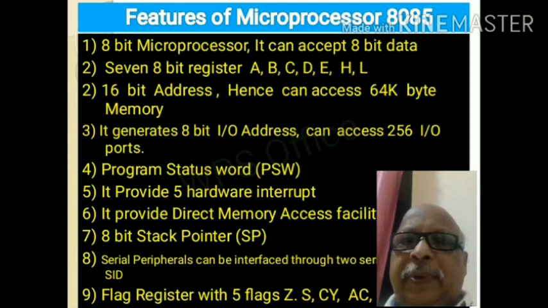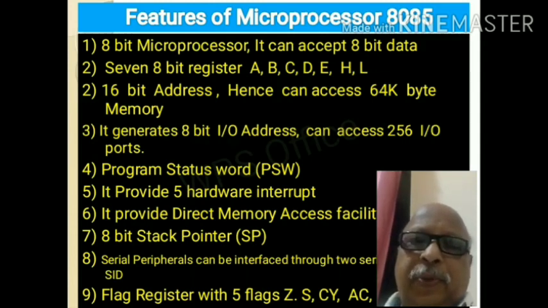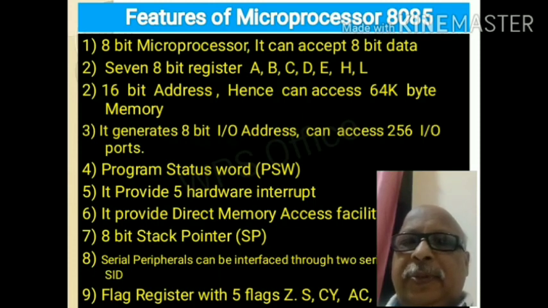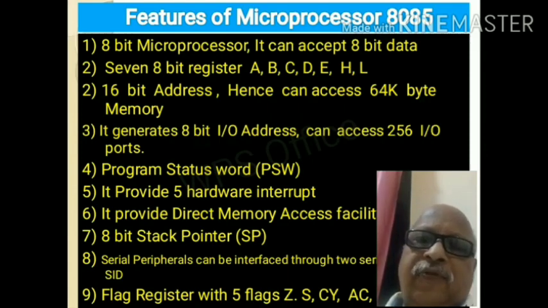Serial peripherals can be interfaced through two serial lines, SOD and SID, that is serial output device and serial input device. And flag register with 5 different flags, that is Z means zero flag, S means sign flag, CY means carry flag, AC means auxiliary carry flag, and P is the parity flag. These are the 5 different flags. These are the different features of microprocessor.